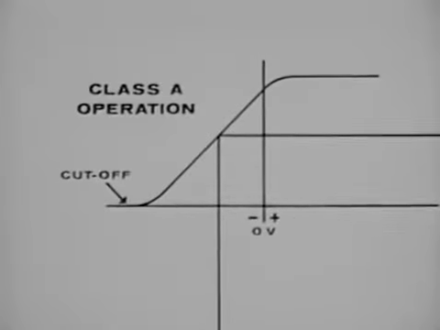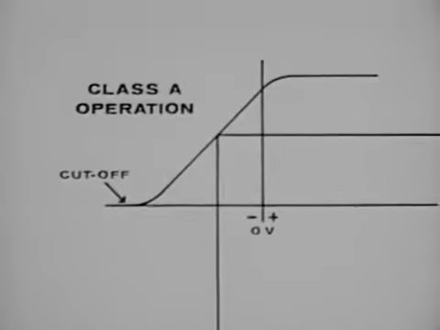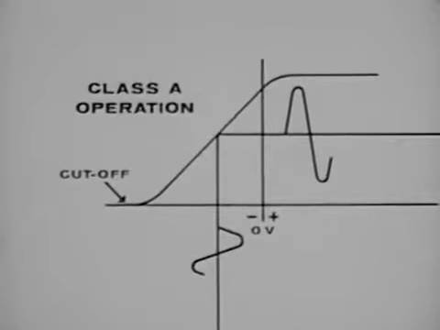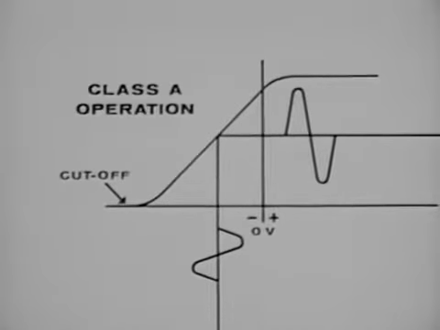When operating a tube as a Class A amplifier, make sure that the signal voltage, shown here as the lower waveform, does not drive the tube beyond the limits of the linear portion of the curve. This will avoid distortion.